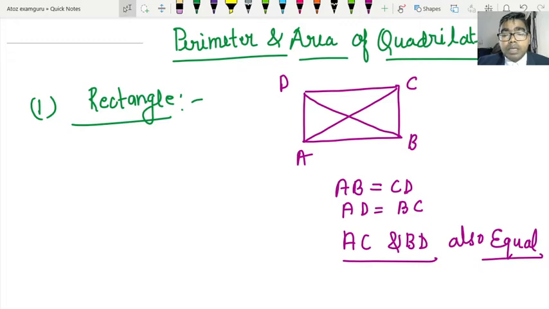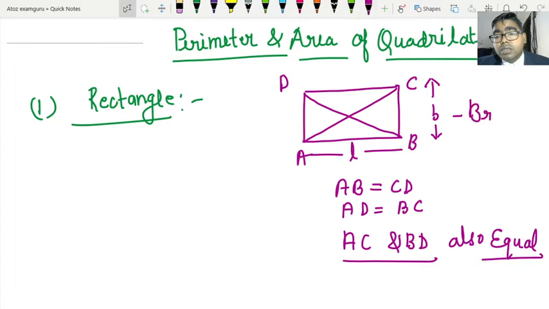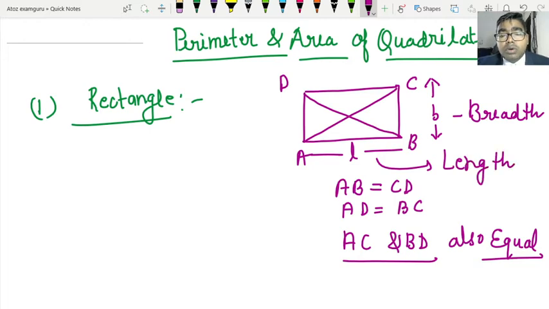Right friends? And the longer side is called length and the smaller side is called breadth. So this is breadth, and this is called length, and this is called the diagonal, D.